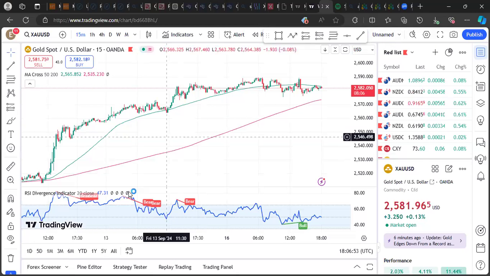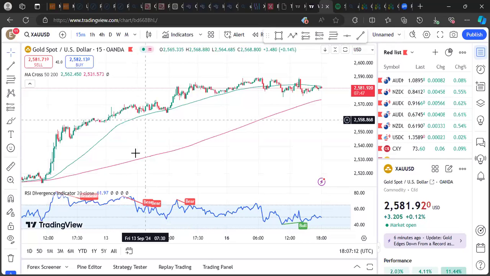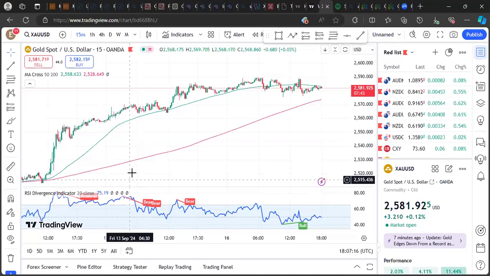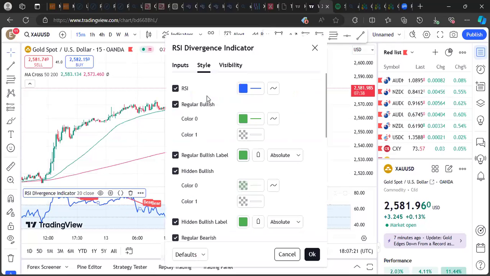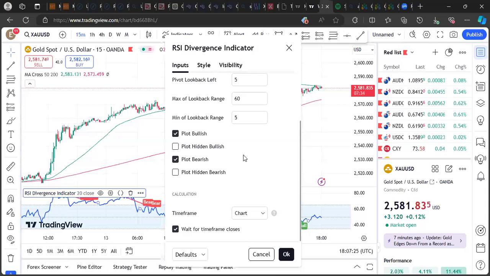Now, you also need the third indicator, the RSI divergence indicator. But on your phone, you may likely not have the RSI divergence indicator. The RSI indicator, the relative strength index on your MT5 or MT4, is enough for the purpose of this system. All right. And the period of your RSI is 20.